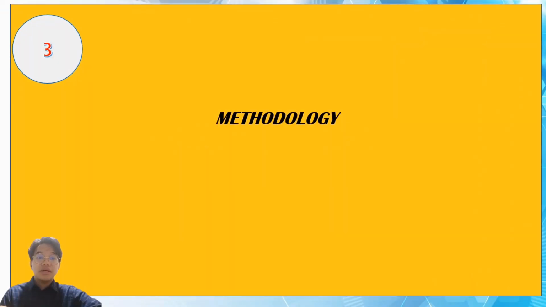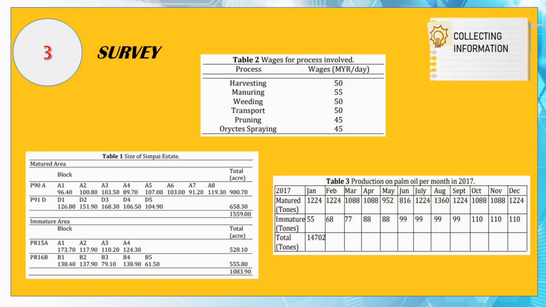Now I will discuss the methodology section. For the methodology, it showed that the author did a survey so that he could implement the ABC method. Table 1 showed that the Simpai estate, which is one of the 10 palm oil estates in Malaysia owned by the XXX company, has two areas, which are the mature area and the immature area. All the details about the size of this Simpai estate can be seen in Table 1.